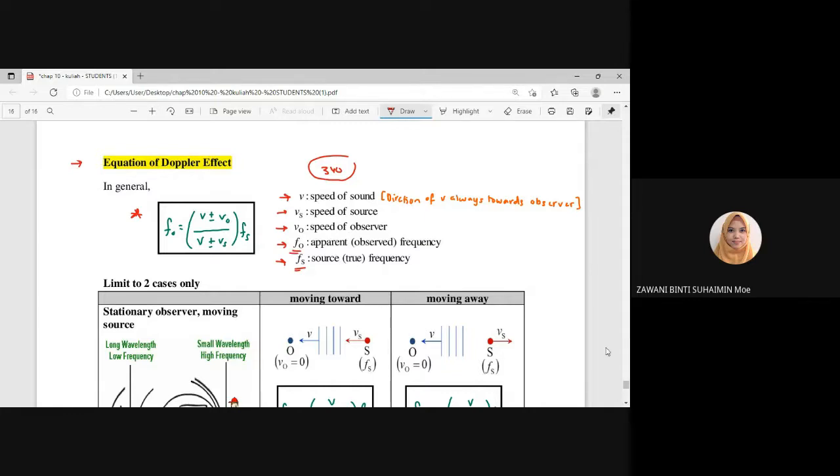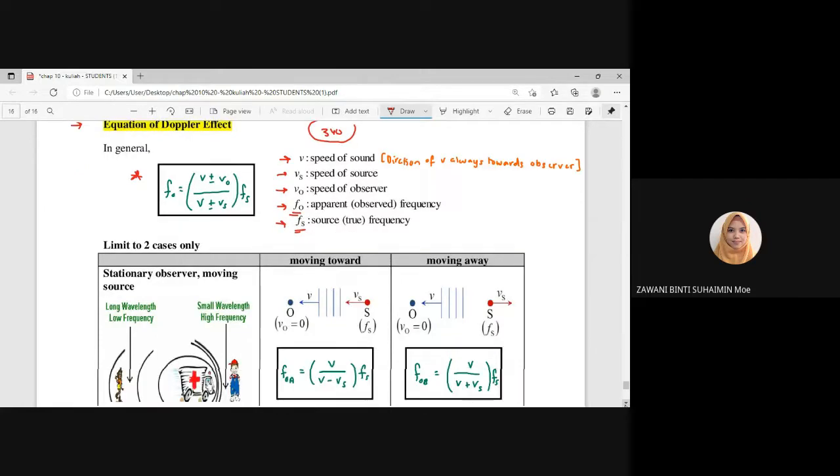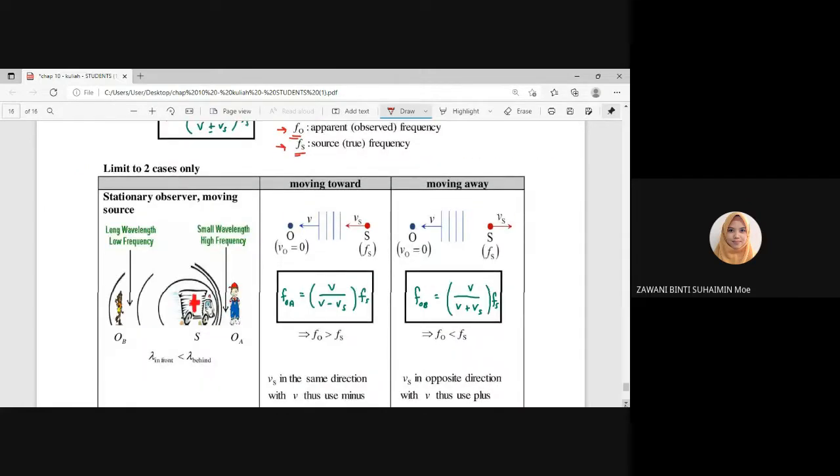Okay, so kita ada beberapa case untuk Doppler effect ni. Okay, the first case is when you have a stationary observer but you have a moving source. Maksudnya observer ataupun awak sebagai pendengar berada dalam keadaan tidak bergerak, tapi source of sound awak bergerak. Itu situation pertama.